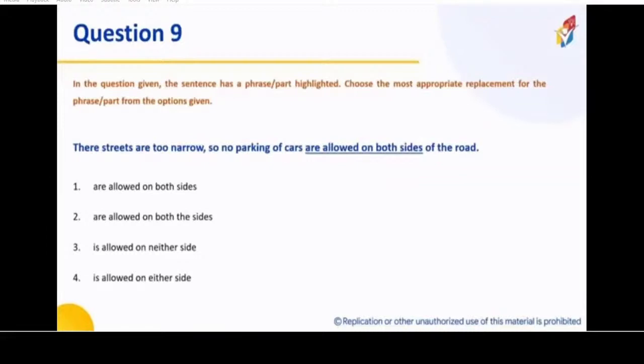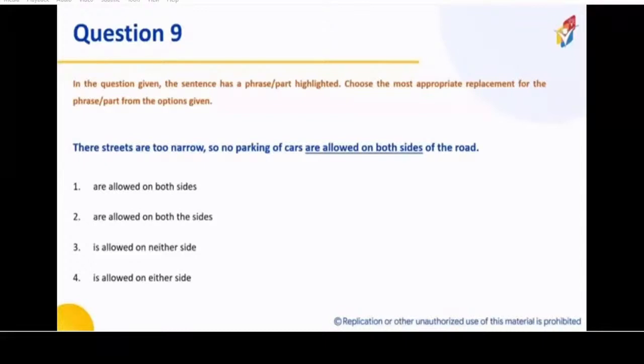Their streets are too narrow, so no parking of cars are allowed on both sides of the road. This is another question type in which a part of the sentence is underlined, and you have to identify the right replacement for it. If you look at the options, you have are allowed and is allowed. First, we have to decide if it is are allowed or is allowed.